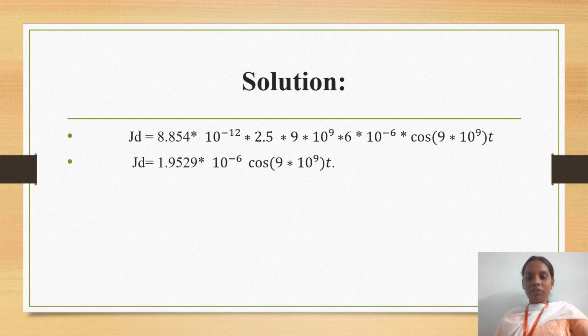Thus we can find the displacement current and conduction current according to the given data required in the question. By using the formulas of JC and JD, we find these values.